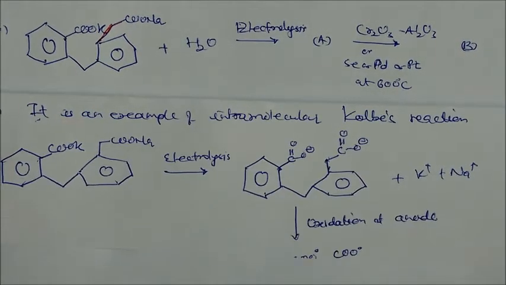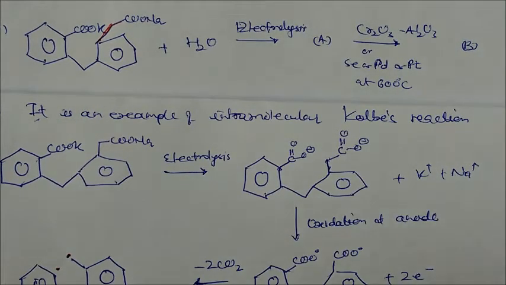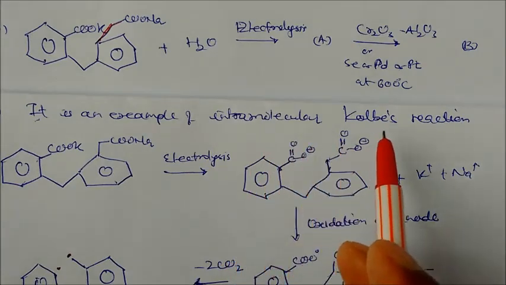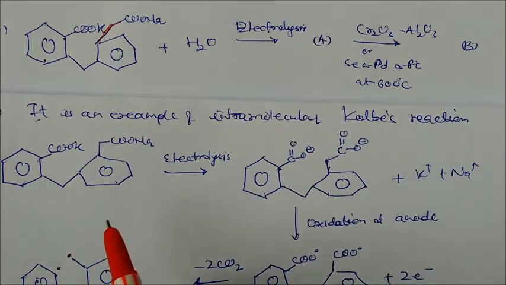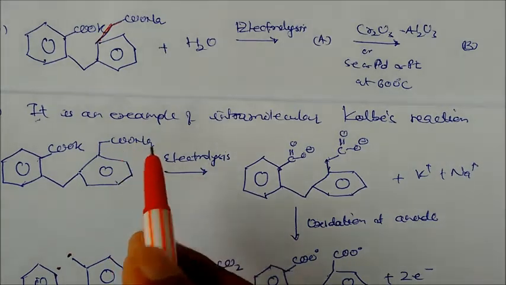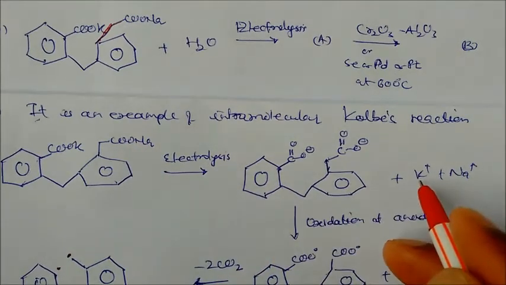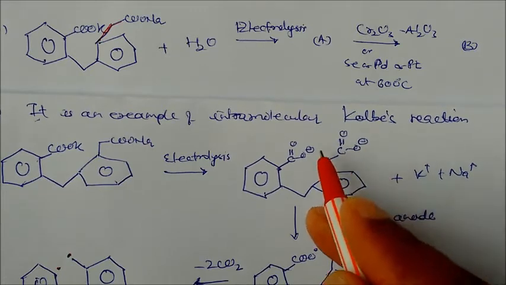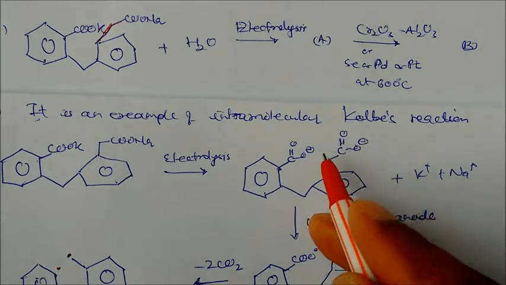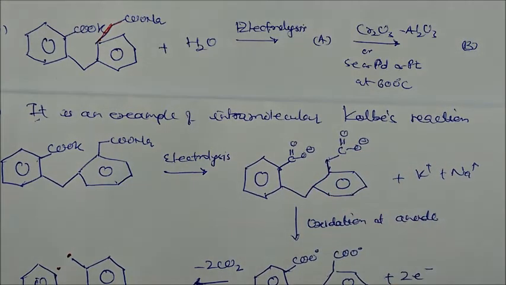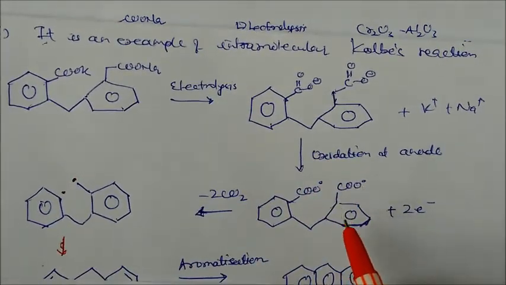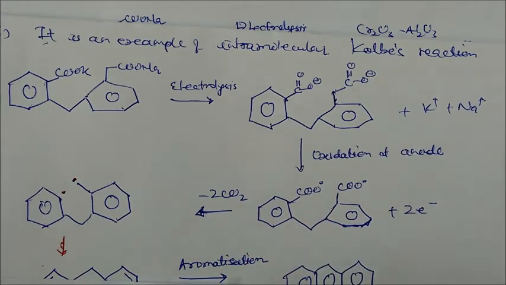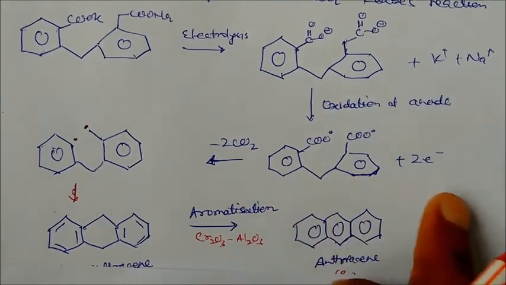So this mechanism, it is an example of intramolecular Kolbe reactions. So how intramolecular Kolbe reactions? See here. On electrolysis, sodium will come out, so we can write here 1 sodium, 1 potassium. So this will convert to a negatively charged anion. This anion will oxidize at the anode. So on getting to the anode, this will convert to a free radical, and 2 electrons will come out, and this will convert into 2 gases.